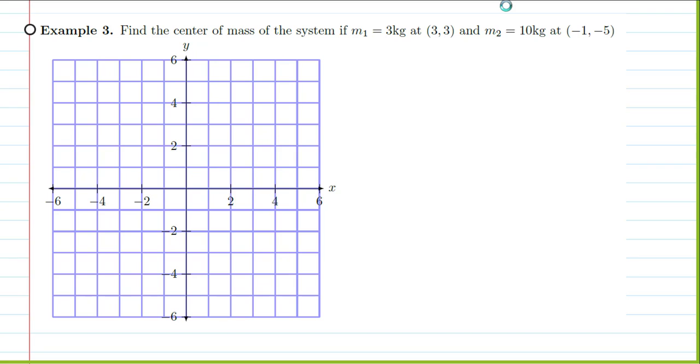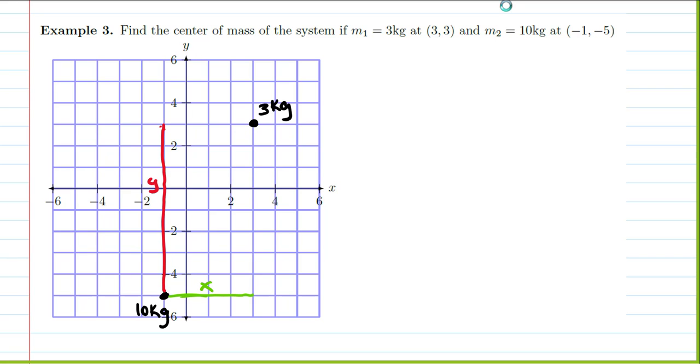So what that means is if we went ahead and plotted some of these points, we have a 3 kilogram mass at 3, 3, and we have a 10 kilogram mass at -1 and -5, so that's down here at 10 kilograms. We want to find the center of mass. Well, this is really just two different problems. We have the x distance between them, which is going to be this, and then we're going to have the y distance between them. And the beauty of this process is we can treat each of these separately.